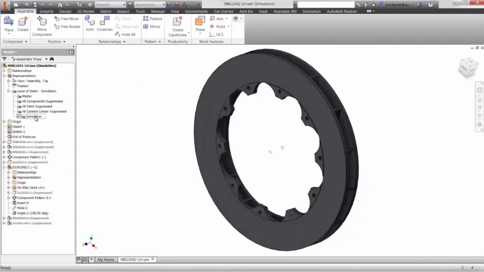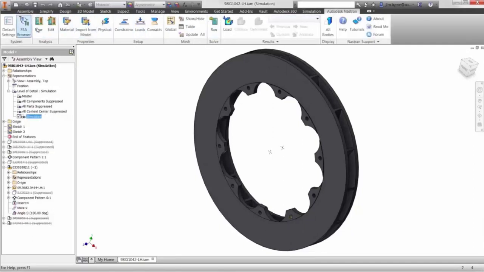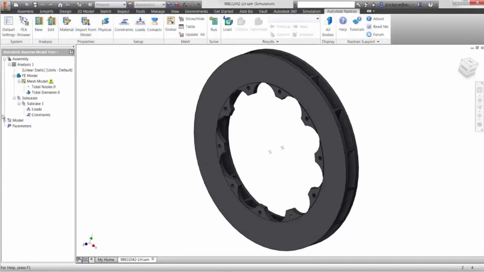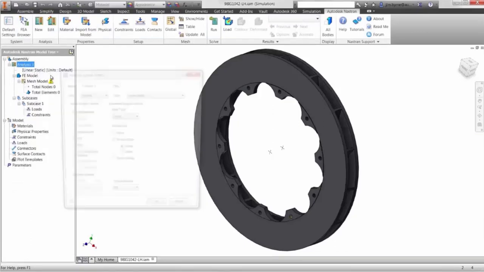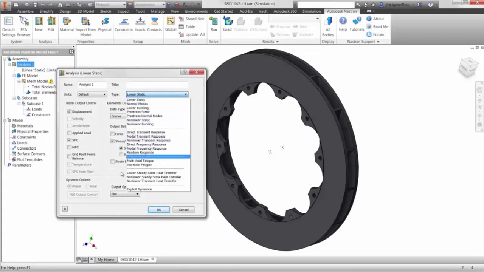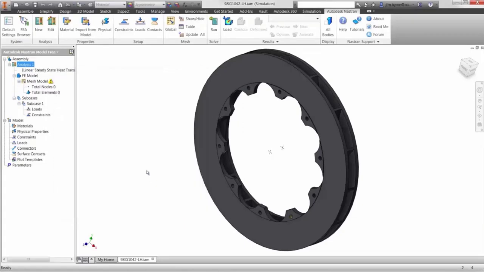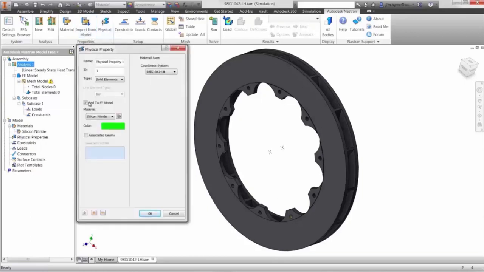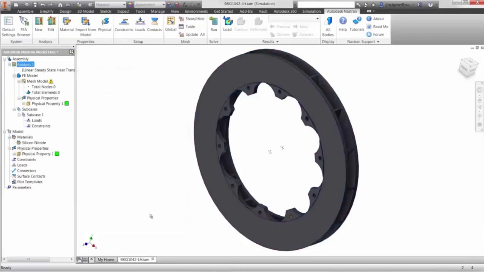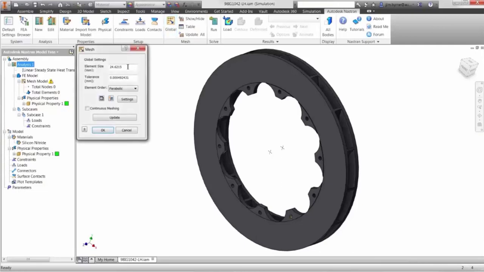We will look at the temperature distribution of the rotor due to the thermal loading and heat dissipation as a result of convection. Let's begin by specifying linear steady-state heat transfer for the analysis. The material properties can be taken directly from the CAD model. The material models include conductivity that we will use and the thermal expansion coefficient that will be necessary for structural analysis. Next, the part will be meshed.